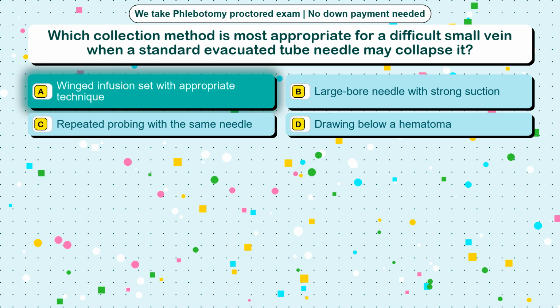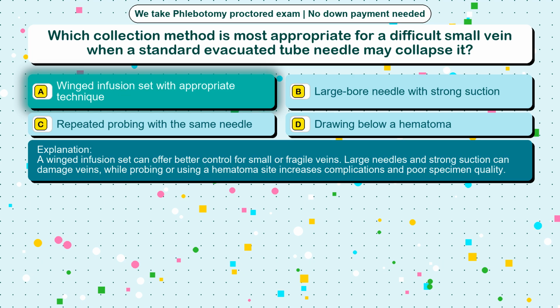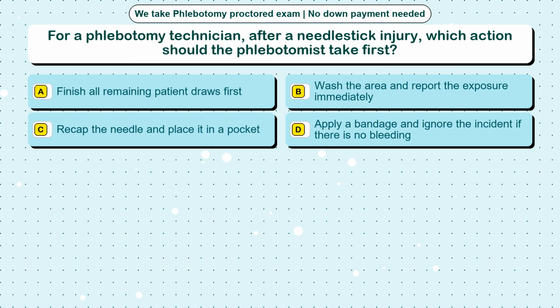The correct answer is option A, winged infusion set with appropriate technique. A winged infusion set can offer better control for small or fragile veins. Large needles and strong suction can damage veins, while probing or using a hematoma site increases complications and poor specimen quality.